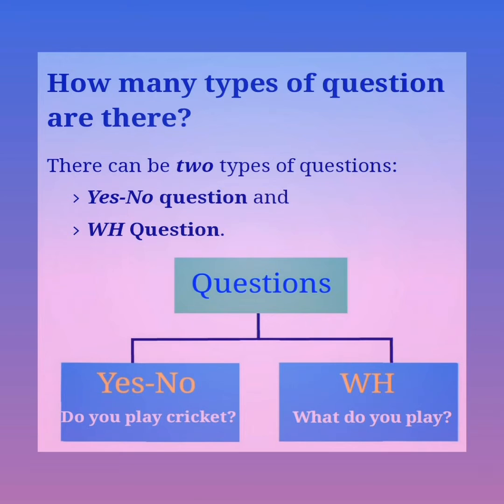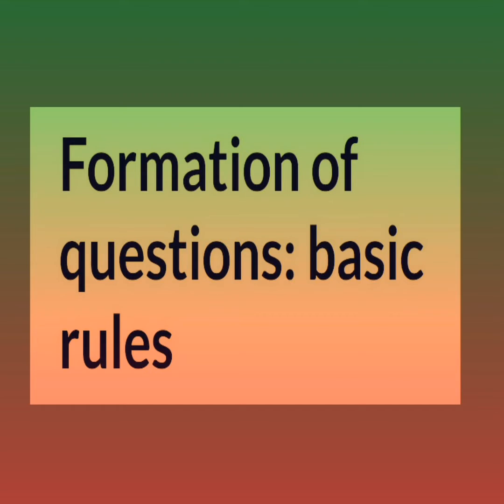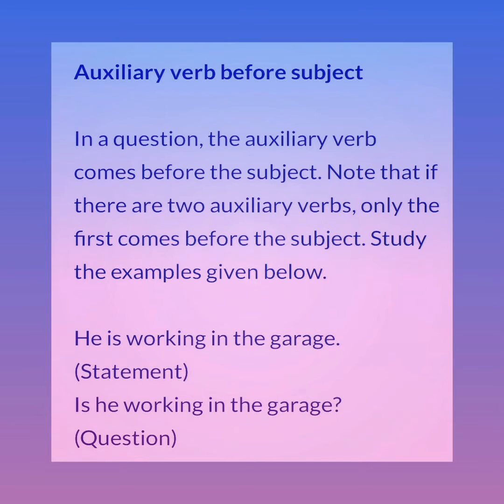How many types of question are there? There can be two types of question, yes or no question and WH question. For example, yes or no: Do you play cricket? For WH: What do you play? So, if there is a yes or no answer, that is a yes or no question. If a specific answer has to be said, it is a WH question. Let's see in detail. Formation of questions, basic rules.